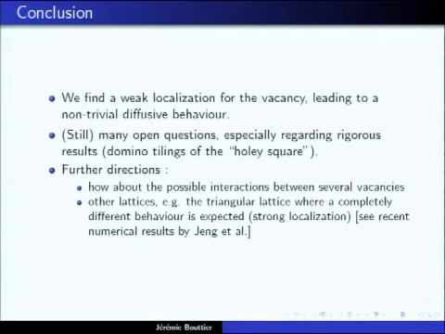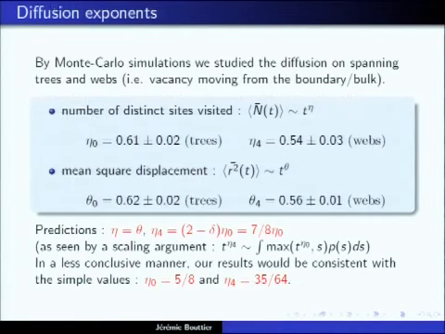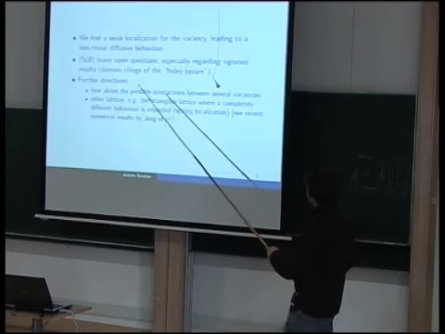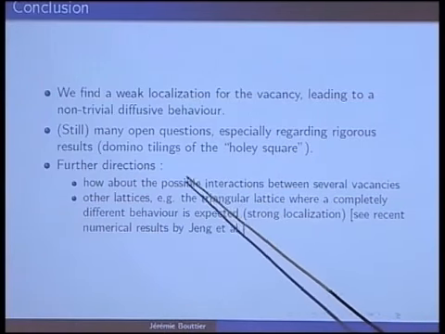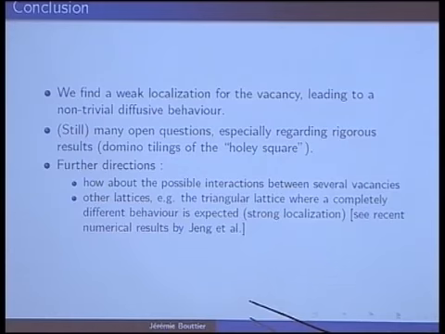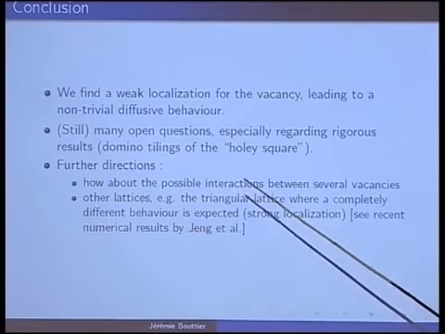As a conclusion, we find a weak localization for the vacancy. If the localization was strong, in the sense that P of S would have exponential decay or something, you would not get an interesting diffusion exponent for that. So okay, this is something, and nothing is rigorously known, and there are connections to combinatorics and open questions there, and there are at least a few possible directions that I have not really delved into.